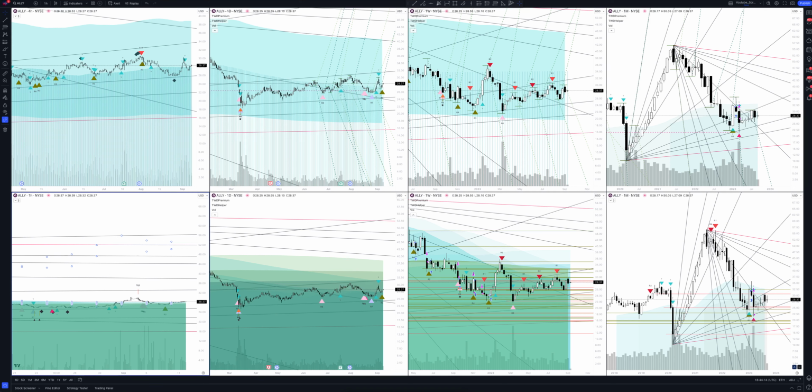Today we will take a look at Ally Financial Inc. stock. Let's analyze the market situation and find out how you can make money on it. Let's start.